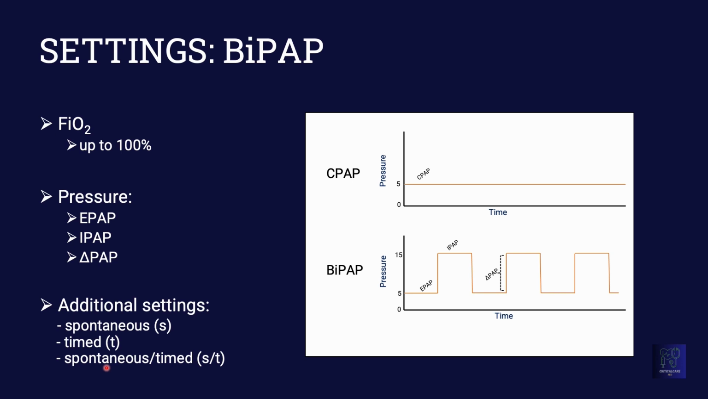But the one we commonly use is something called spontaneous/timed mode, where you can set a rate. Let's say you set a rate of 10 breaths per minute. So every 6 seconds, the machine does push a breath if the patient is not breathing. But if the patient is breathing above that rate, let's say the patient is breathing at 16 breaths per minute, the machine simply supports each of those breaths by ramping up the pressure or pushing air into the lungs.